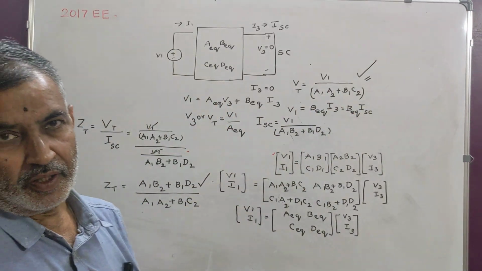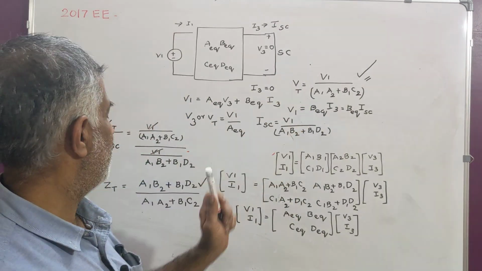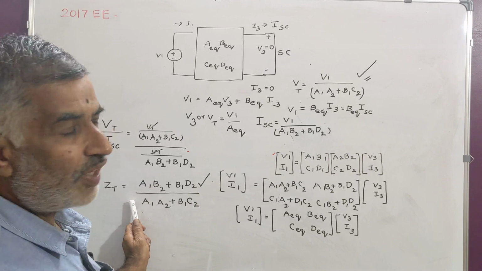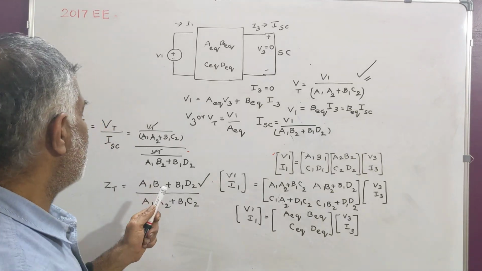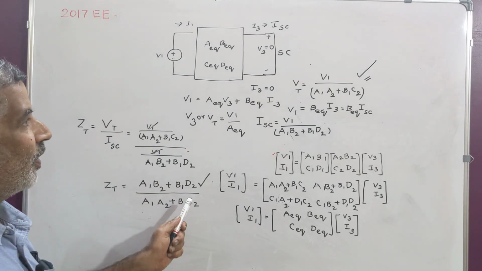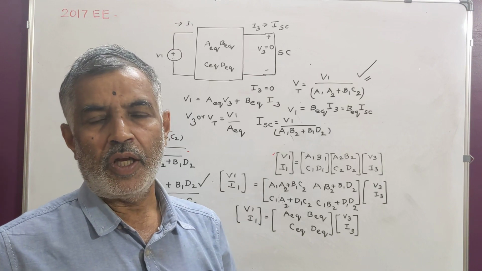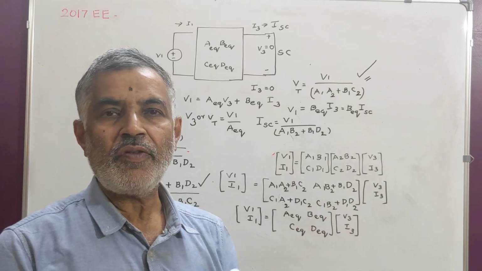So we have found the Thevenin equivalent. This is voltage source V Thevenin. This is impedance Z Thevenin, which is V Thevenin divided by I short circuit. So these two are the answers. This is how you have to work out cascading connection of two port networks.